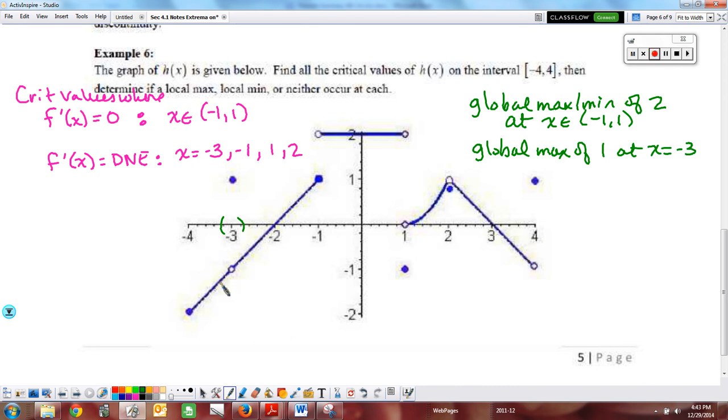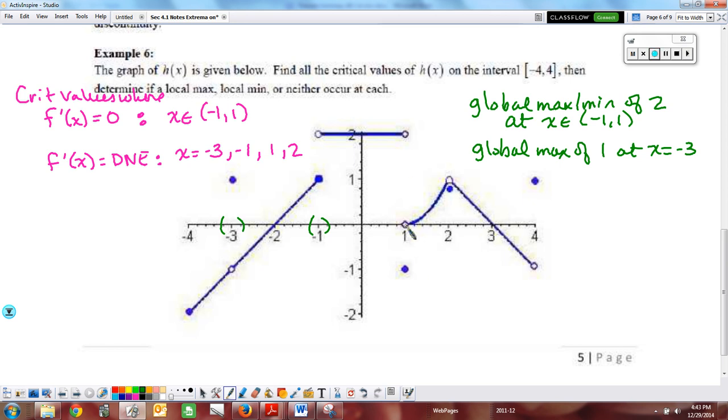Okay. And then we're going to take a look at -1. Now at -1, this is going to be a neither, because if I pick an open interval around -1, no matter how close I get to -1, there will always be y values lower than the y value at x equal to -1 and y values higher than the y value at x equal to -1 on the left and on the right. So that is actually not a global max nor a global min.